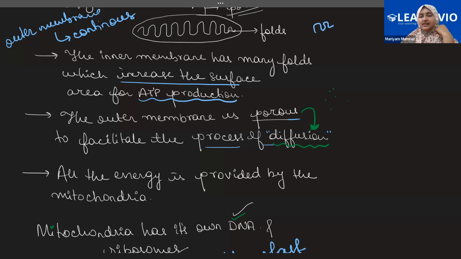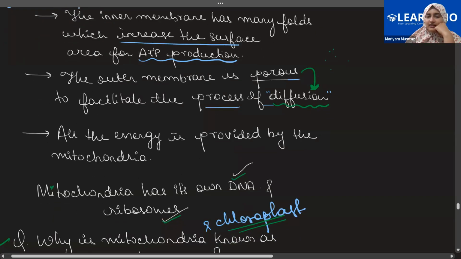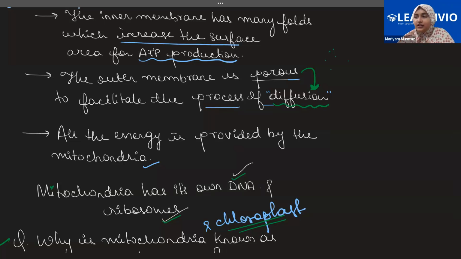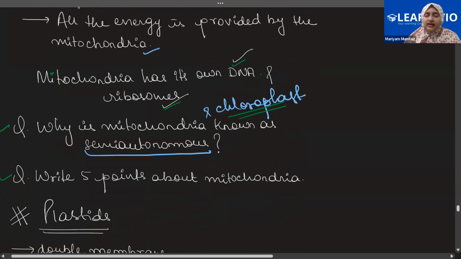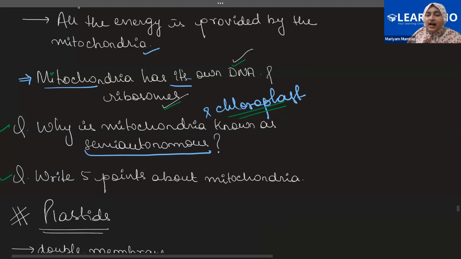Very good. Exactly. Now, all the energy is provided by the mitochondria. In our cell, whenever an energy-requiring process is there, that energy is given to it by the mitochondria only. And apart from that, remember one very important point about mitochondria: mitochondria has its own DNA and ribosomes.